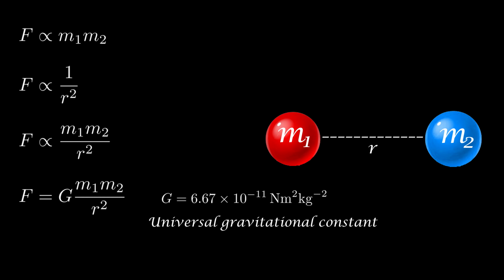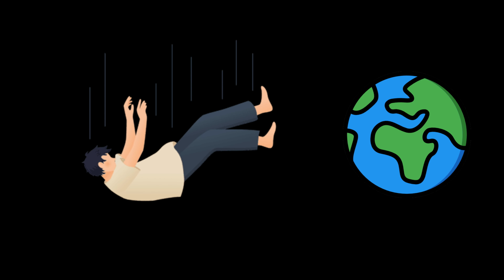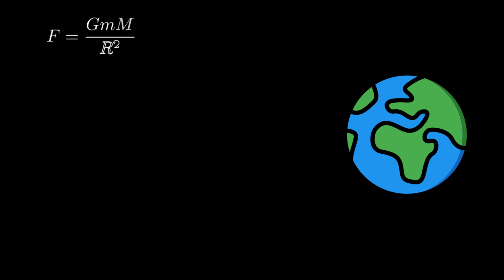It is actually with this force that Earth pulls everything towards itself. In this case, one of the masses is going to be that of the Earth and the distance of separation is going to be the radius of Earth. In this situation, the force becomes G m capital M over capital R square, where capital M represents the mass of Earth and capital R represents the radius of Earth.